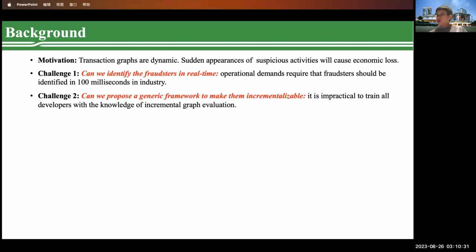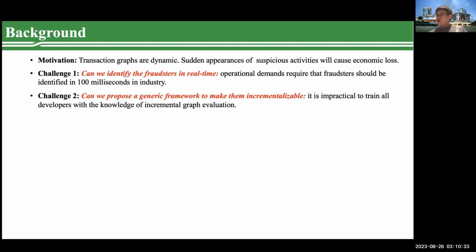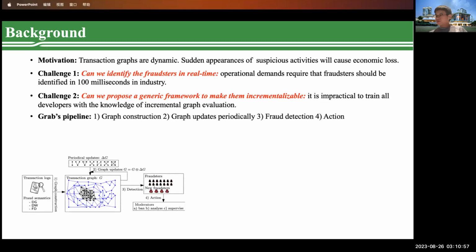Our second challenge is equally important. Can we propose a generic framework that's incrementalizable? The reality is that training all developers with the knowledge of incremental graph evaluation is impractical. So we aim to develop a framework that streamlines incremental processing while maintaining efficiency and accuracy.